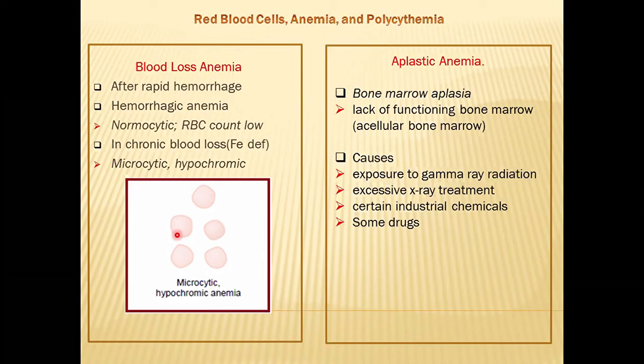While the aplastic type of anemia results from aplasia, bone marrow aplasia. So you have a malfunctioning or lack of functioning bone marrow, or an acellular bone marrow. So what are the causes of aplastic anemia? Exposure to gamma rays, radiation or excessive X-ray treatment, certain industrial chemicals, and certain drugs. So be careful, you will come across medications that may cause aplastic anemia.